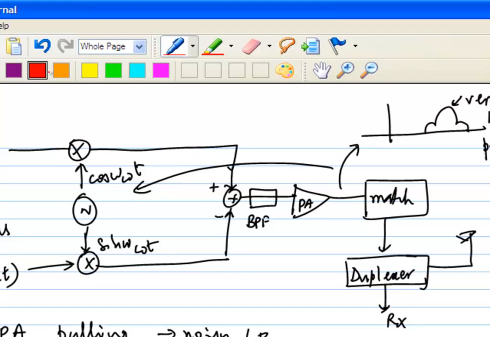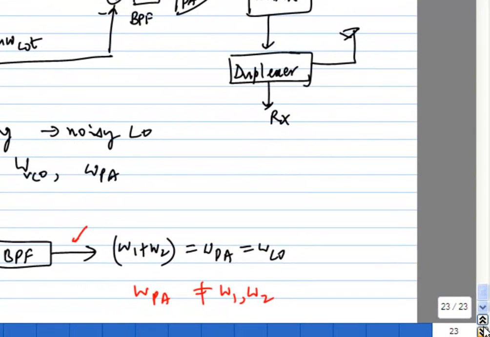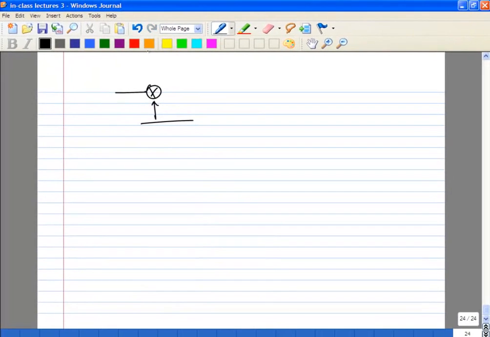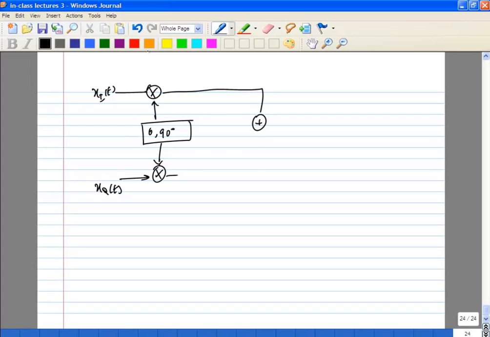You can choose whatever you want. You can choose omega 1 equals omega. Okay, let me draw it out separately. Let me call this xi of t. Rest of the system stays the same.